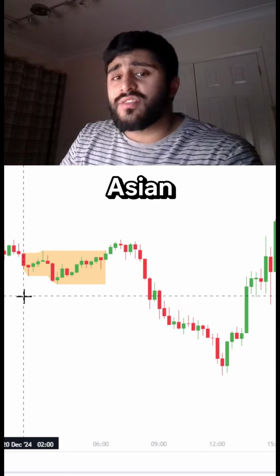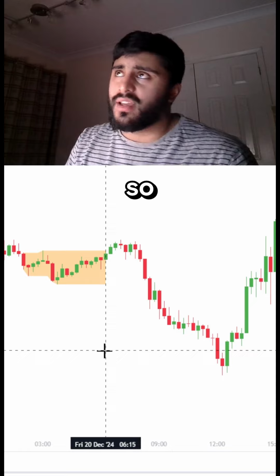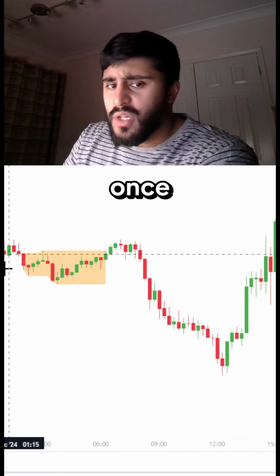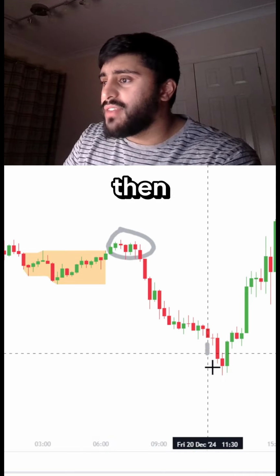So for those who don't know, the Asian session range is essentially 2 a.m. to 6 a.m. UK time. So that is minus 5 hours for New York time. Now, the thing I want traders to understand is once we have an Asian range over here, price will take out the Asian range high and then the Asian range low.